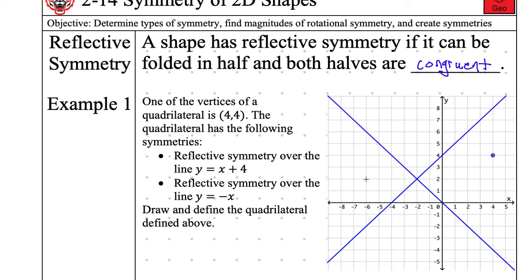So here we have a quadrilateral. This is one of the points of the quadrilateral, and we need to know that it has reflective symmetry over y equals x plus 4. So y equals x plus 4 is, of course, this line with a y-intercept of 4, and this line, y equals negative x, goes through the origin and has this negative slope. So it has reflective symmetry over both of these lines, which means I need to make that quadrilateral using these properties. So the way that you do that is just reflecting over this line. It's a line of reflection.